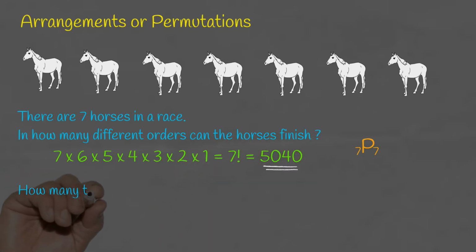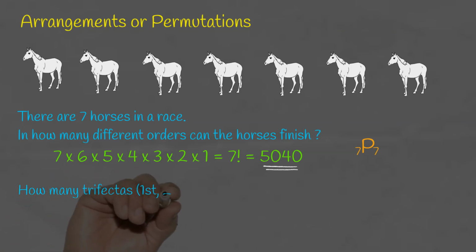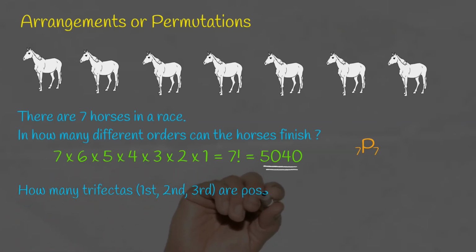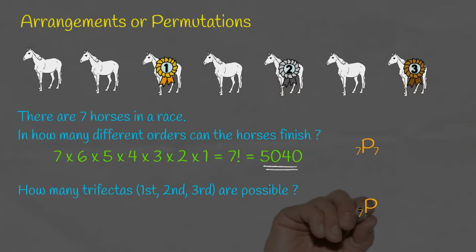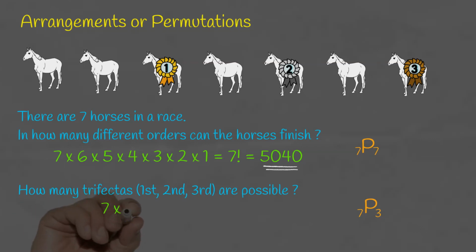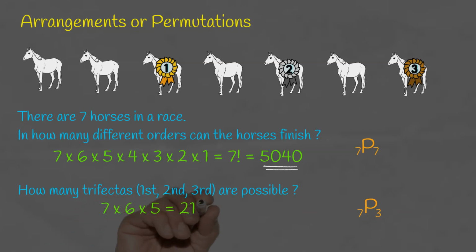And finally, how many trifectas are possible, which means the first, the second and the third place. This can also be written as 7p3, and there will be 7 choices for the first position, 6 choices for the second position, 5 choices for the third position, so the answer is 210.